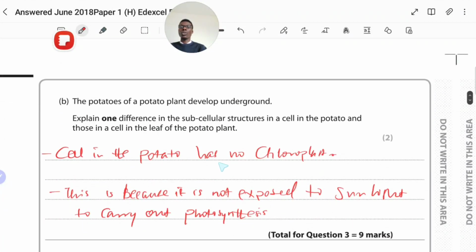So cell in the potato has no chloroplast. Why? Because it is not exposed to sunlight. It doesn't need light to carry out photosynthesis. So that's the basic difference. He said one subcellular structure. Don't forget that. One subcellular structure. That means what is in the cell or what is not in the cell. So here it doesn't have, just like roots don't have chloroplast because they don't need to photosynthesize, so they don't need it, as it were. All right.